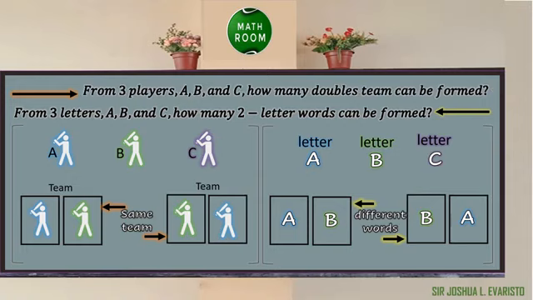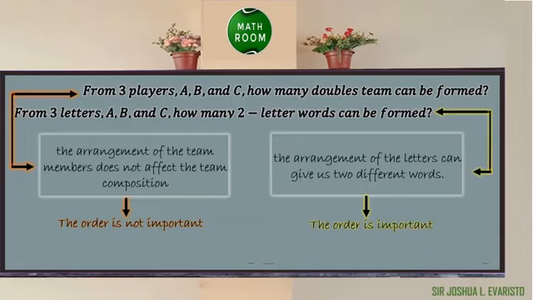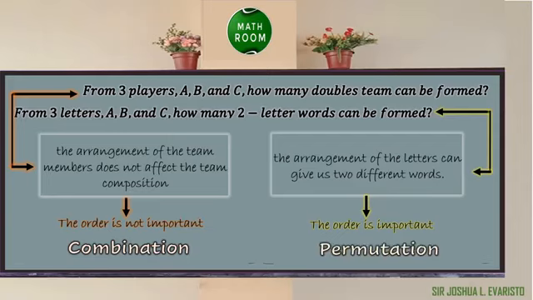Now, what makes the two questions different from each other? You are right. For the first one, the arrangement of the team members does not affect the team composition. Hence, the order of the players is not important. However, on the last one, the arrangement of the letters can give us 2 different words. Hence, the order is important. The first question can be solved using combination, while the second question can be solved using permutation.